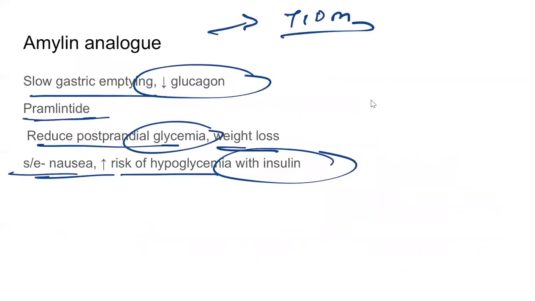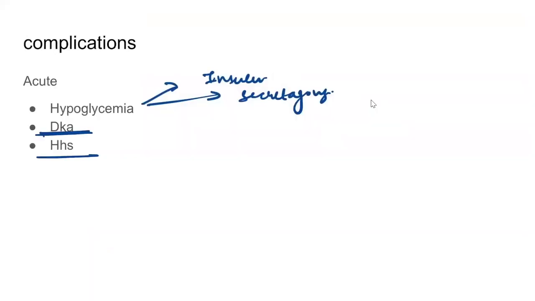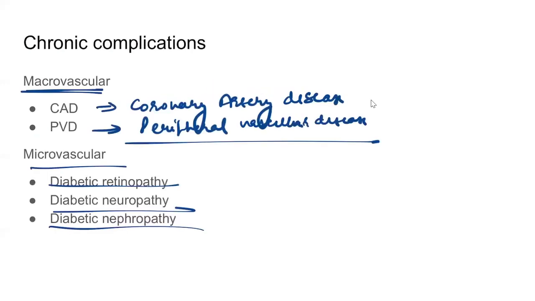Then we have the amylin analog, the drug called pramlintide, which can be given in type 1 diabetes too. Then in insulin preparations, we have rapid, short, intermediate, long-acting, and premixed insulin. Now in complications, we have the acute complications: hypoglycemia, DKA, and HHS, and chronic complications, in which we have macrovascular and microvascular. Thank you very much.